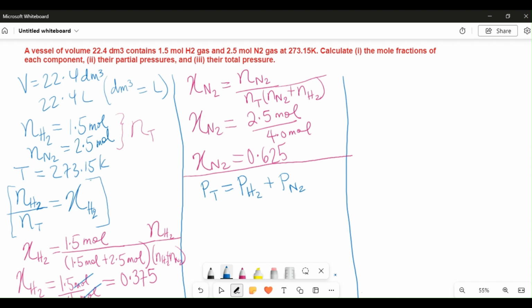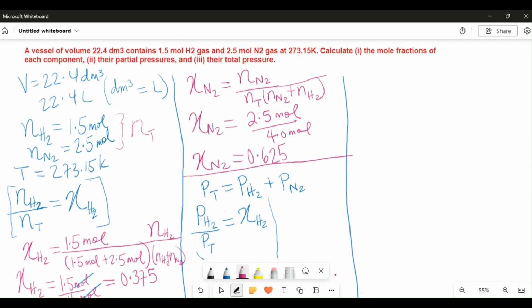Another thing you need to understand is that the partial pressure of each one of those gases divided by the total pressure gives you the mole fraction of the gas component in question. In this case, that's H2 gas. So this is another way of solving it. That means in order for us to find the partial pressure, we have to know the total pressure, or in order for us to find the total pressure, we have to know the partial pressure of the H2 gas.